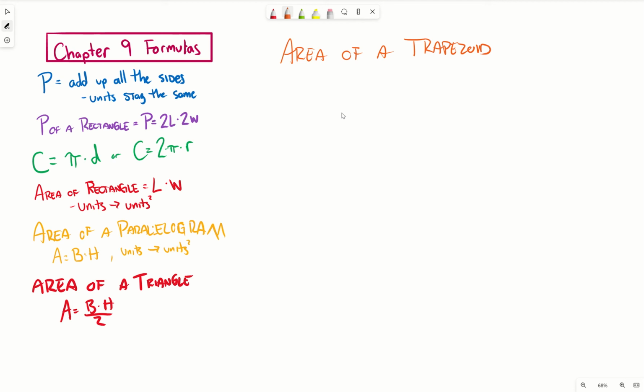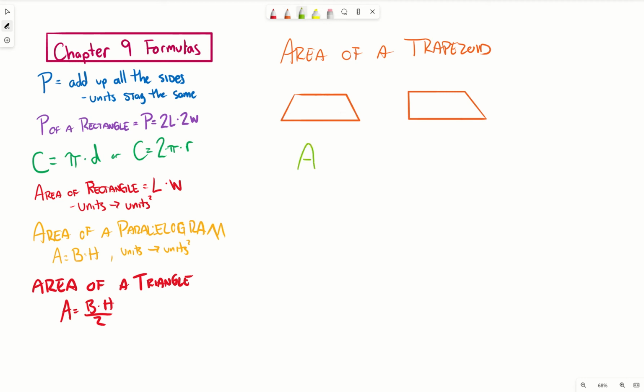Now, remember, trapezoids can look like this, or they might look like this. Not that. That's a rectangle. Maybe like that. Both of those can be trapezoids. Now, the way we find the area of a trapezoid, I'm just going to get right into our formula.